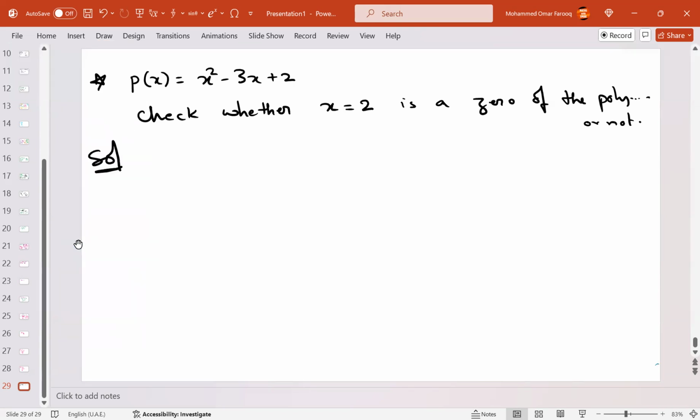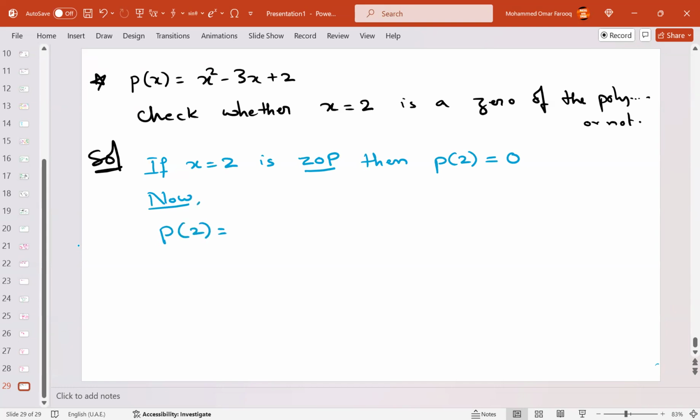Then x square minus 3x plus 2 will be equal to 0. Very good. The value of the polynomial becomes 0. Understood? So what will you write? If x is equal to 2 is a 0 of the polynomial, I'm writing in shortcut, don't write it in the exam, then P of 2 will be 0. So now, check whether P of 2 is equal to 0 or not. Find out P of 2. P of 2 means what?